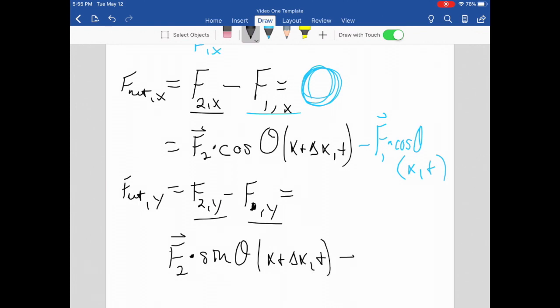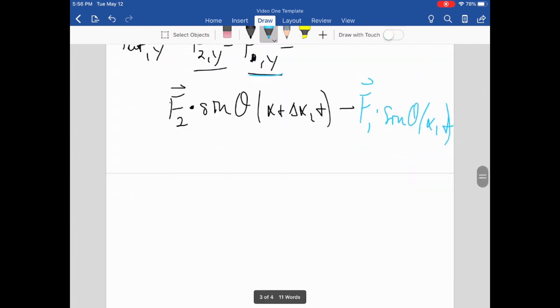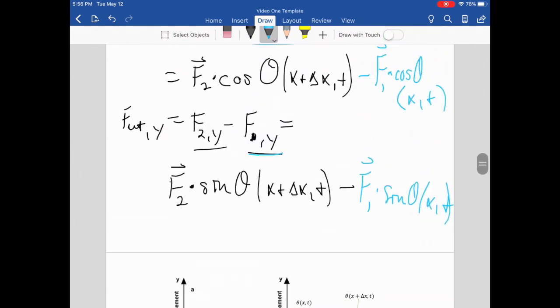And then now we can subtract away the second component, which is F1 sub y, which will then just be F1 times the sine of theta of x and t. Now, because this is not something we made any assumptions about, this is pretty much all we can say about these two equations.